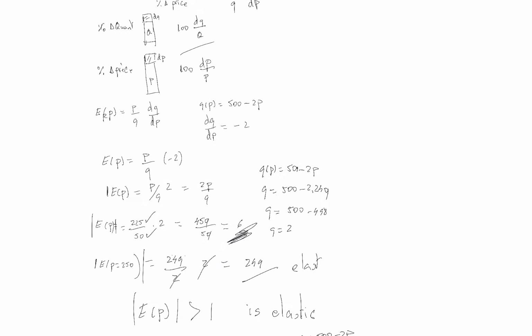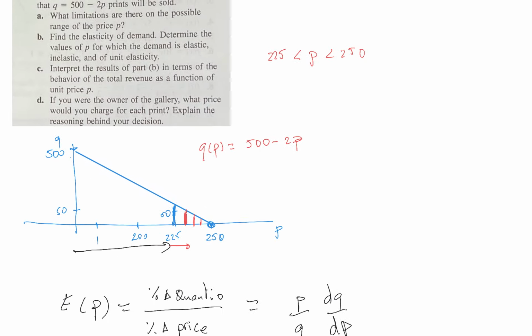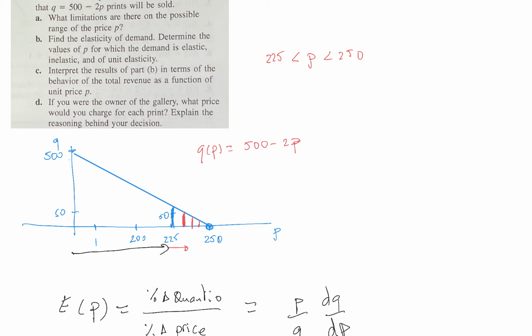And now let's solve the last question. The last question says, if you were the owner of the gallery, what price would you charge for each print? Explain the reasoning behind your decision. So if you were the owner, you want to have the maximum revenue. We suppose that the cost of the print is 0. So the revenue R of P will be the price multiplied by the quantity.